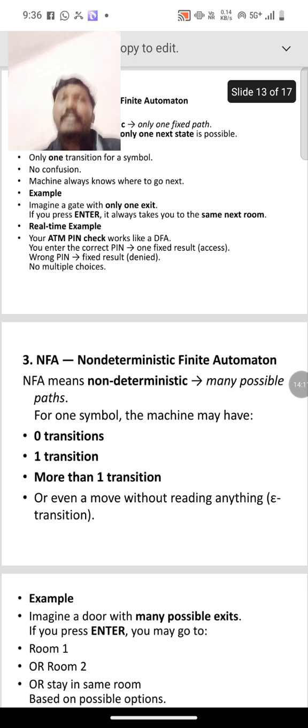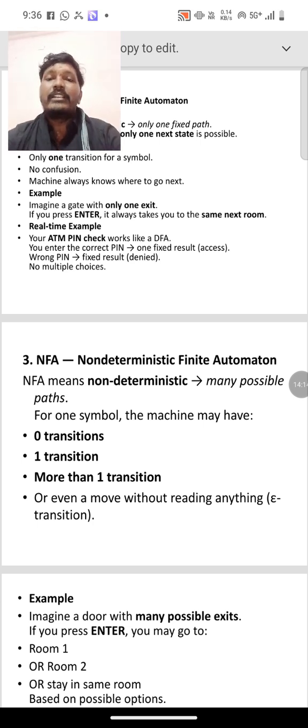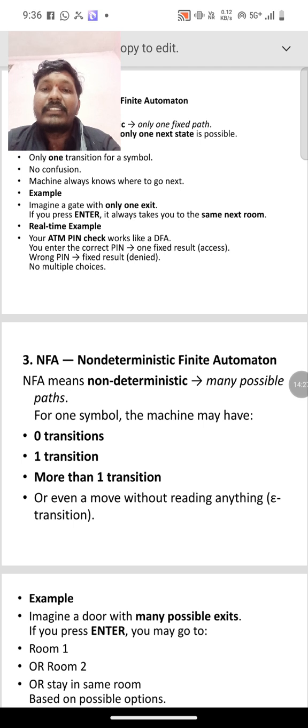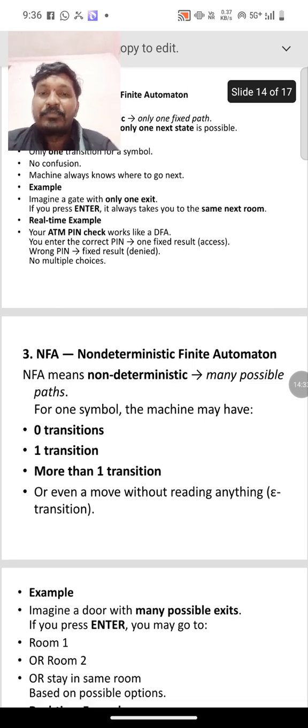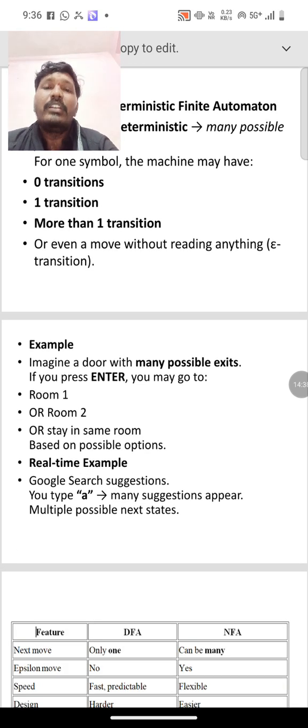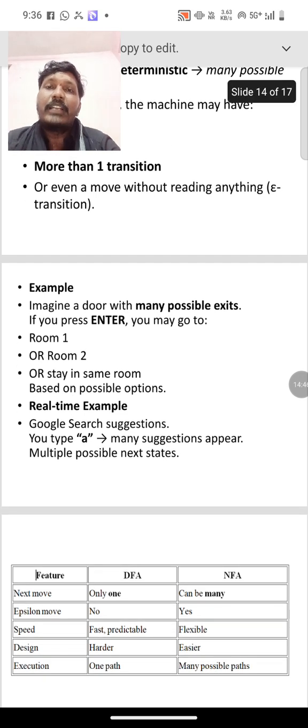Now NFA, non-deterministic finite automata. NFA stands for non-deterministic finite automata. Here there are many possible paths. For one symbol, the machine may have 0 transitions, one transition, or more than one transition. In DFA, only one path is available. One real-time example is Google search suggestion. If you enter a number of words, suggestions appear. That means it shows multiple paths.